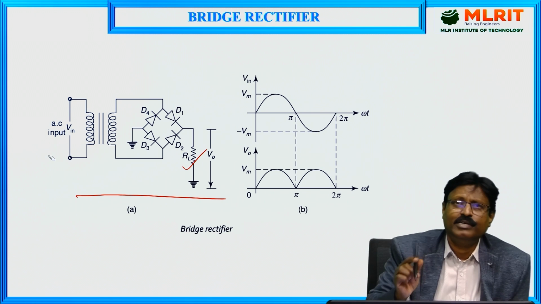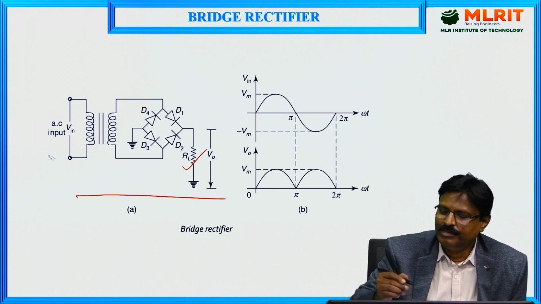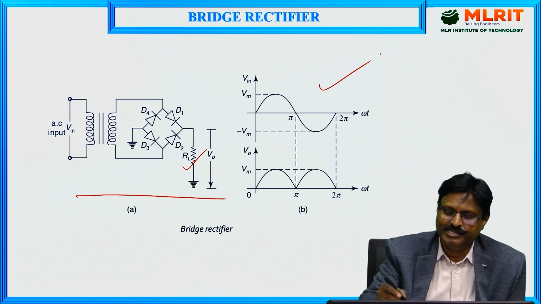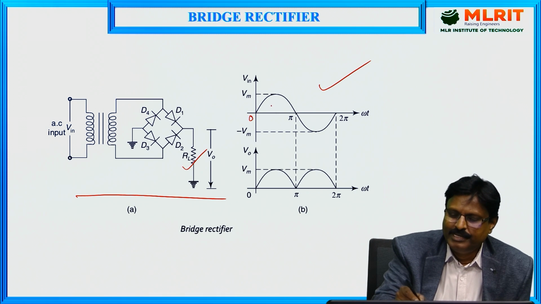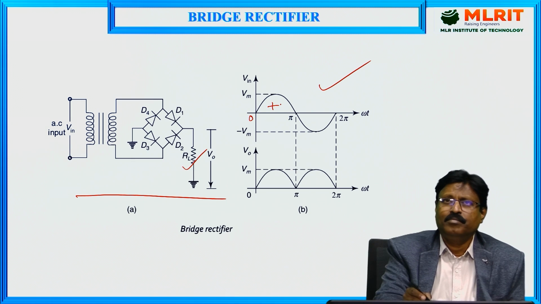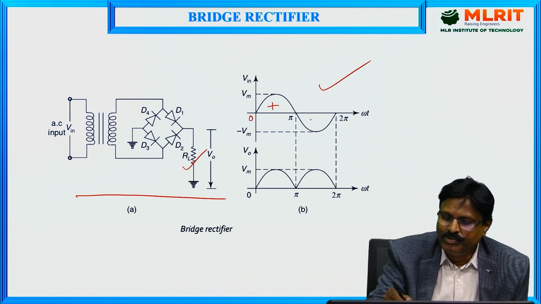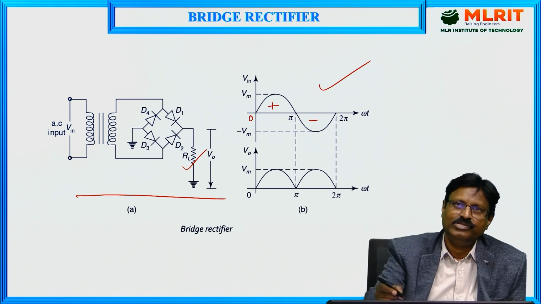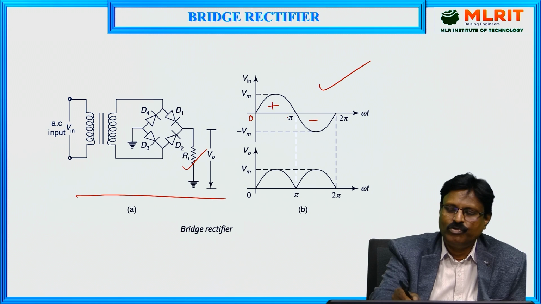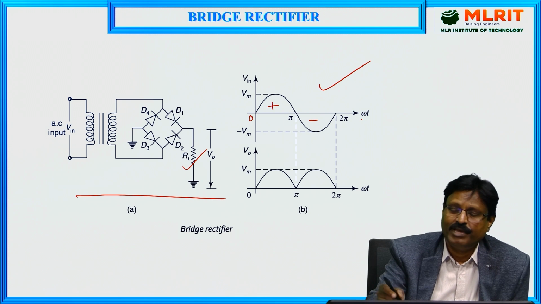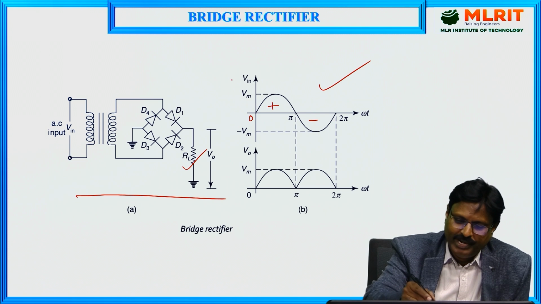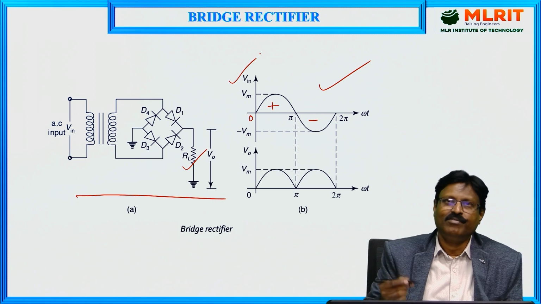Whenever we say it is an AC input voltage, we treat it as a sinusoidal signal. As you can see, from 0 to pi it is the positive half cycle, and from pi to 2 pi it is the negative half cycle. So a total cycle consists of the positive half cycle, where omega t is between 0 to pi, and the negative half cycle, where omega t is between pi to 2 pi. Here we are providing this input voltage, which is an AC voltage.